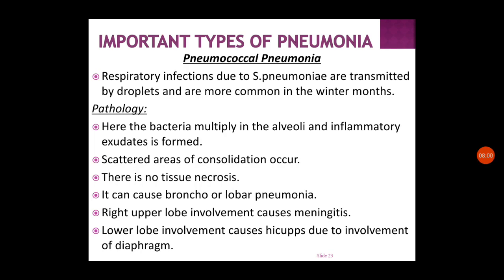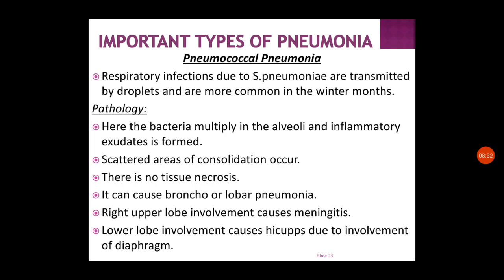So first one is pneumococcal pneumonia. Respiratory infections due to Streptococcus pneumoniae are transmitted by droplets and are more common in the winter months. So it is droplet nuclei that will be spreading this particular pneumonia. And pathology, here the bacteria multiply in the alveoli and inflammatory exudates are formed. So through any of the routes, it will be entering the alveoli and initiating the inflammatory mechanism, and the fluid will be formed and exudates will be filling the alveolar space.